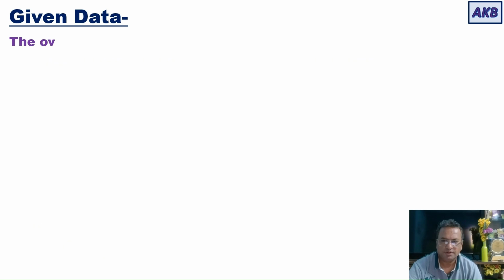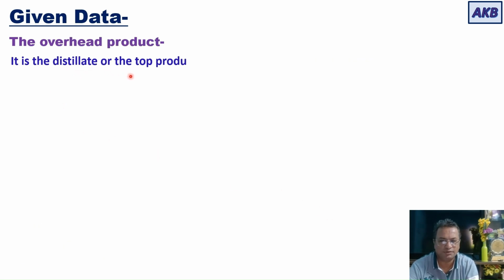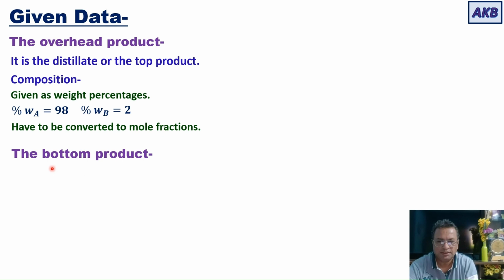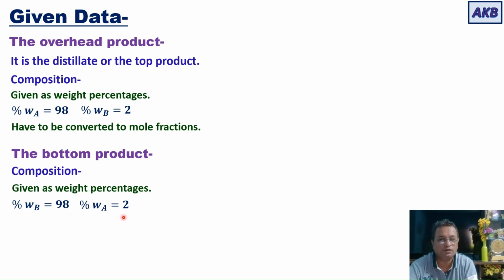Then the overhead product is nothing but the distillate or the top product. Its composition is given as weight percentages. So percent weight of A is 98 and percent weight of B is 2. Again, we have to convert these weight percentages to mole fractions. Then for the bottom product, the composition is given as weight percentages. Percent weight of B is 98 and percent weight of A is 2.